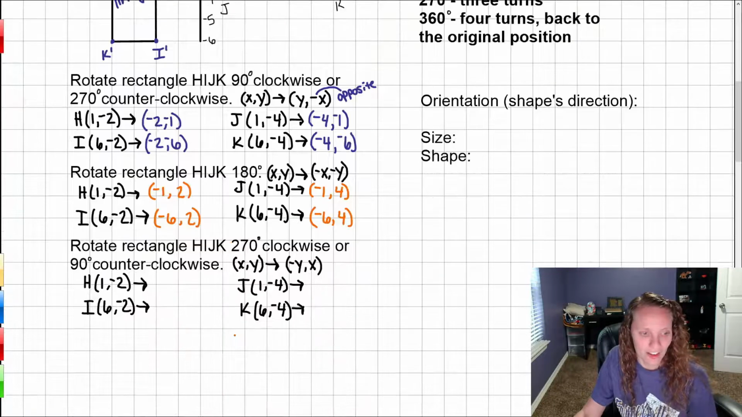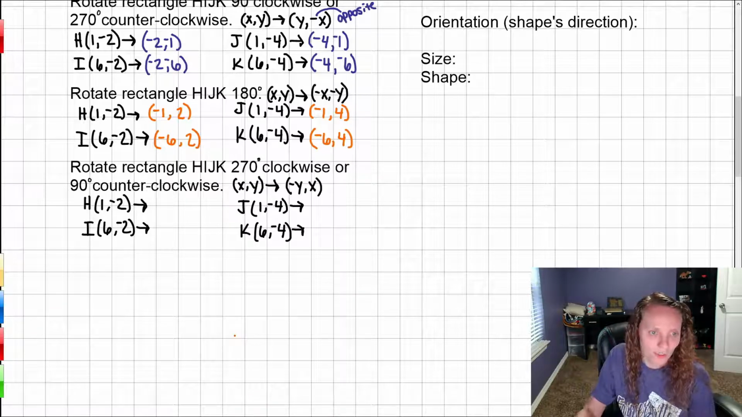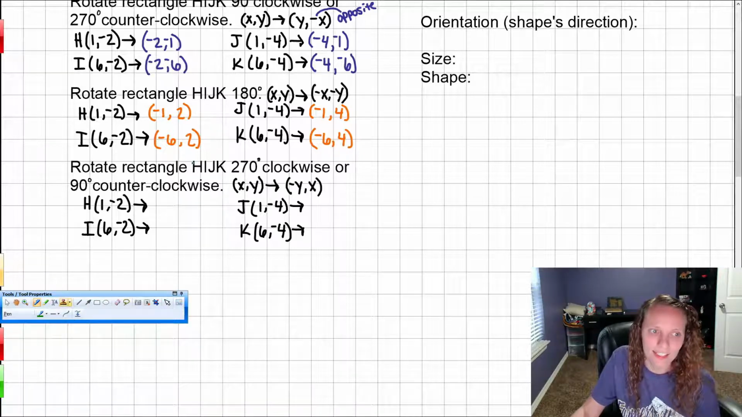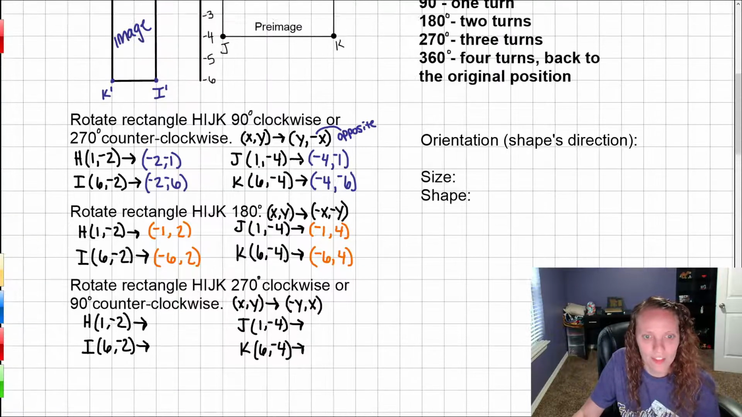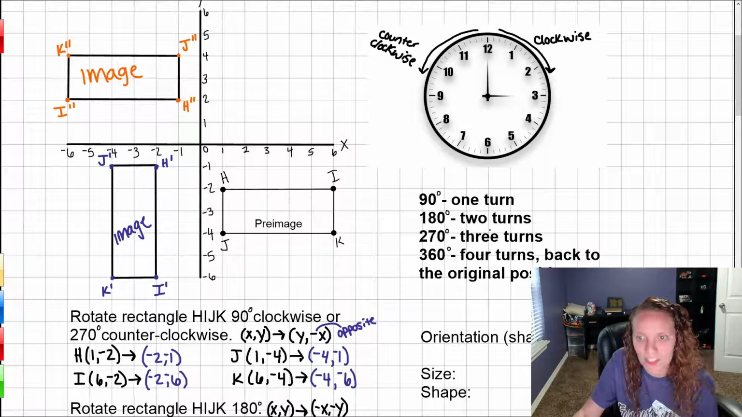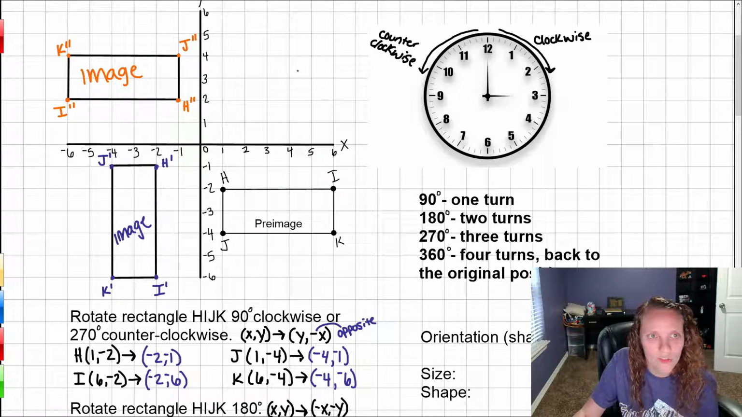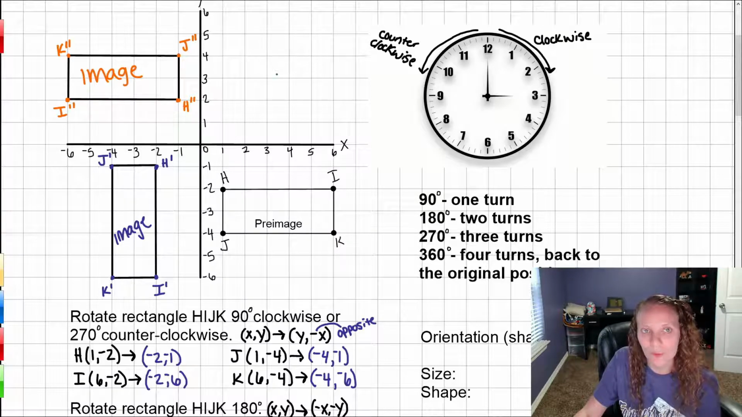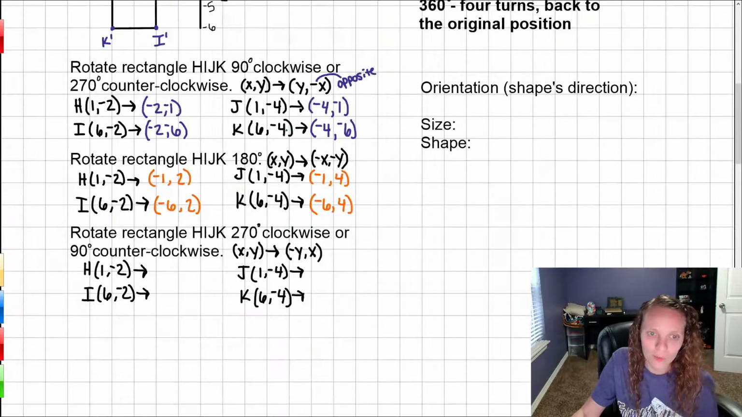Alright, let's try the very last one. The last one says to rotate the rectangle 270 degrees clockwise, or we could think of it as a 90-degree counterclockwise. So let's think about it. If we start at the pre-image and we go clockwise 270, remember 270 is 3 turns, so 1, 2, 3. We would end up here in quadrant 1. Or if we did 90 degrees counterclockwise, going backwards 1 turn, again, we're still in quadrant 1. So both are the same rule, just 2 different ways of describing it.